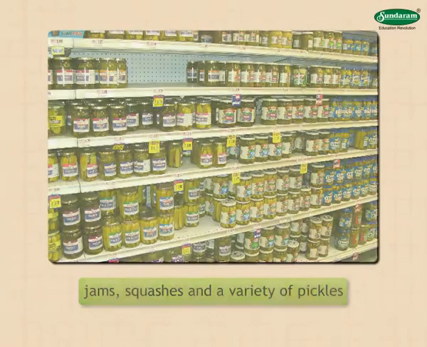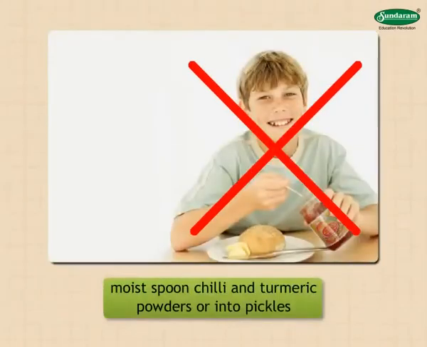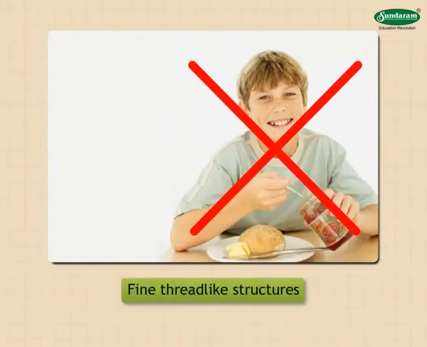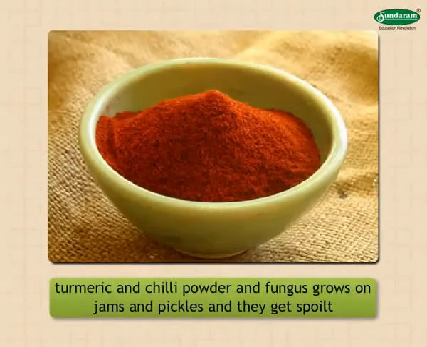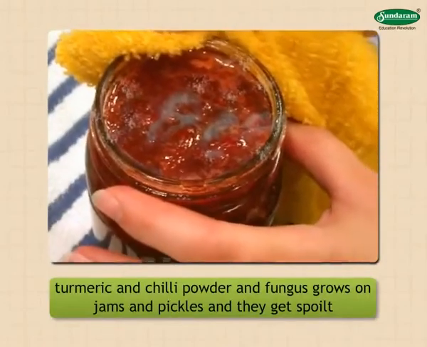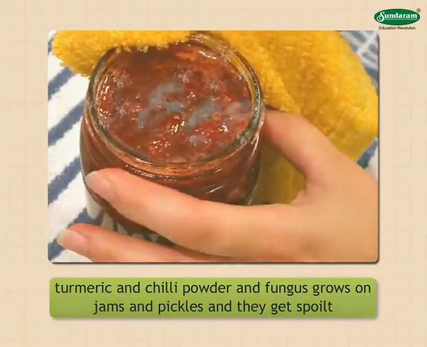We should not put a moist spoon into things like chili and turmeric powders or into pickles and jams which we wish to use for the whole year. A moist spoon or moist fingers will cause these foodstuffs to get spoilt. Fine thread-like structures grow in turmeric and chili powder, and fungus grows on jams and pickles and they get spoilt.